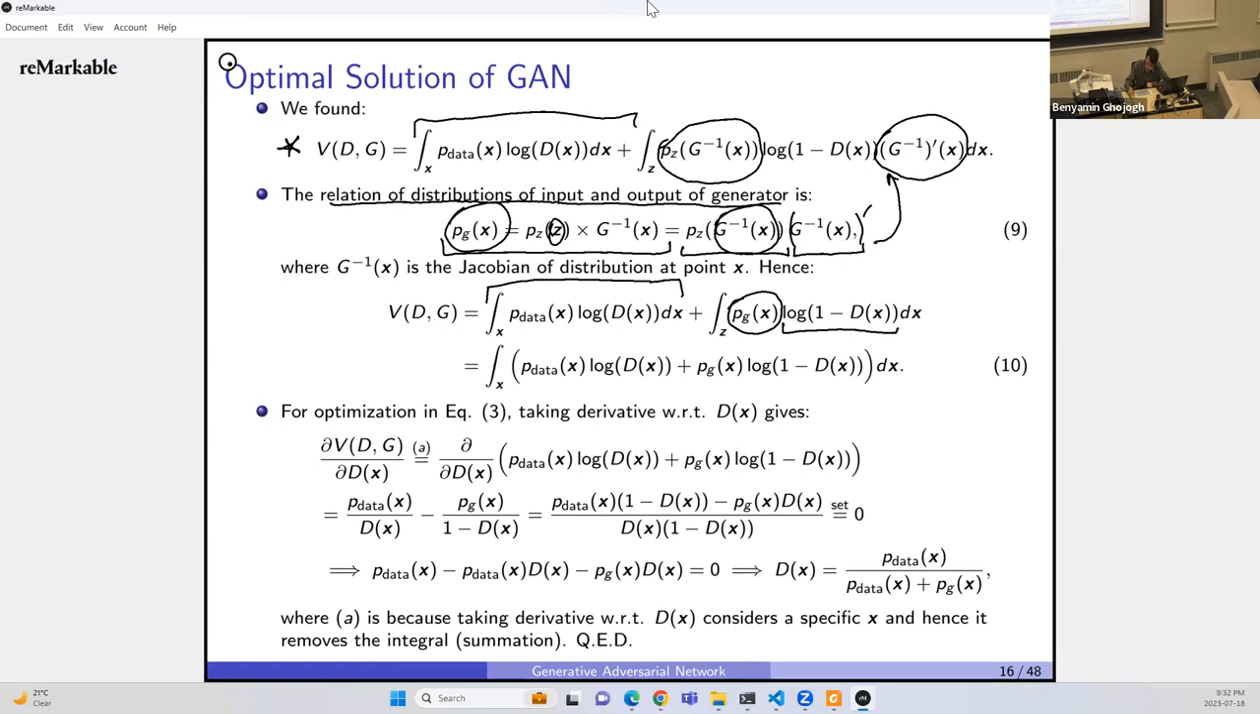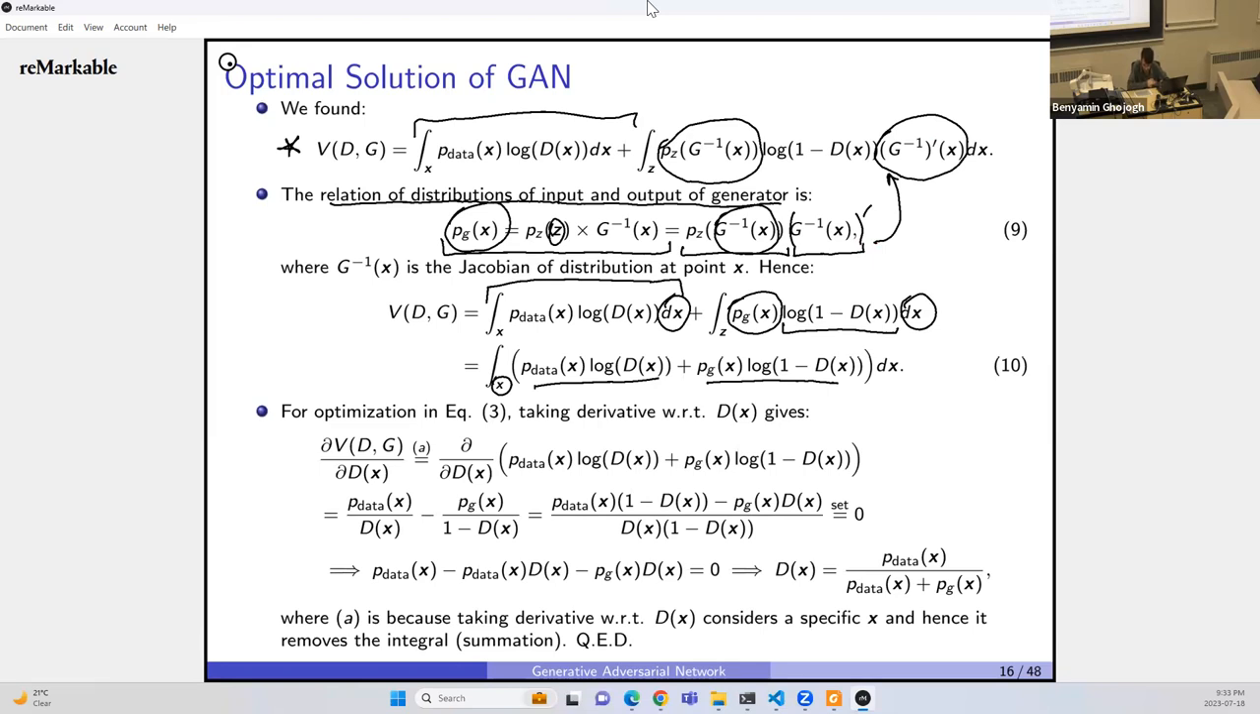And then what happens? Both of these, by the way, are with respect to X. So I can aggregate them into one integral, right? With respect to X. So I'm doing that. This is the first integral. This is the second integral.